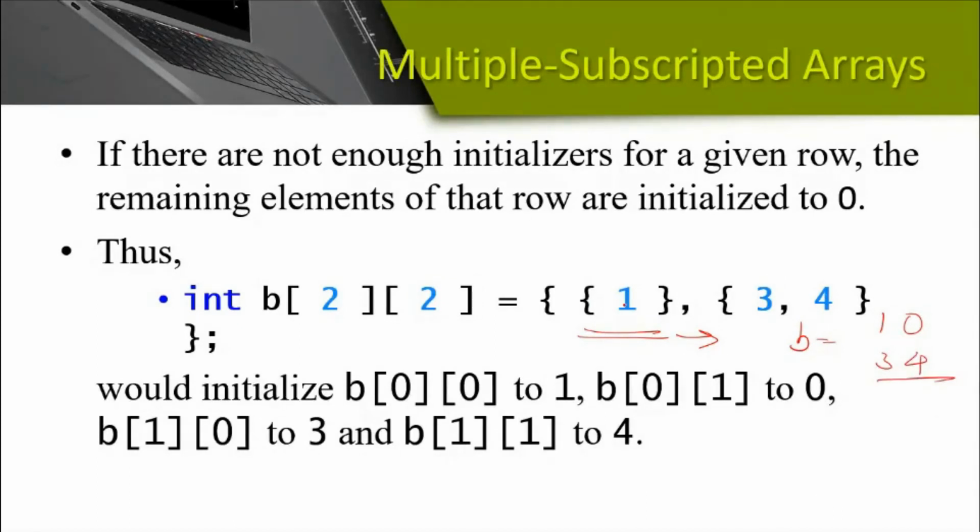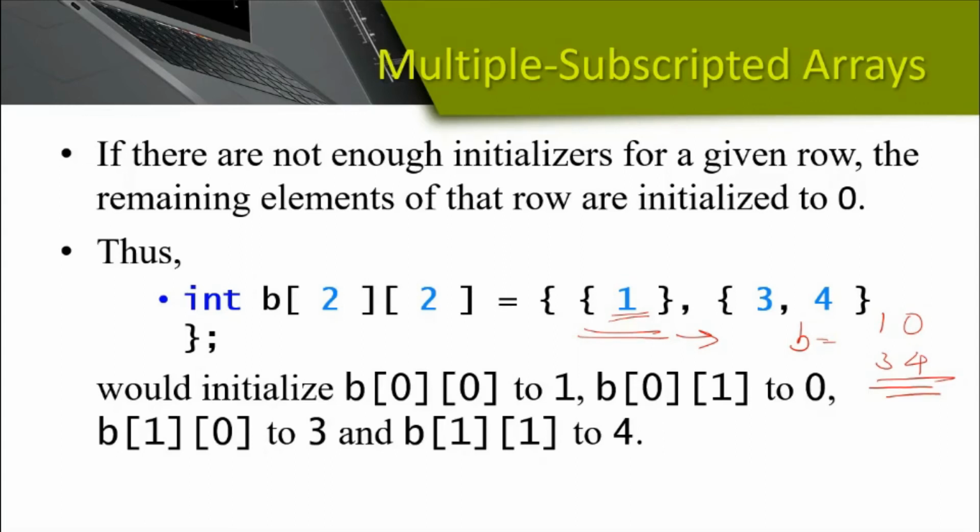So this is because here there is only a single element present. So B00 will be initialized to 1, B01 to 0, B10 to 3, and B11 to 4. So this is how the multiple subscripted arrays can be initialized. This is another way of initializing the multiple subscripted arrays. Or there is another way of initializing the multiple subscripted arrays, that is by giving the input.